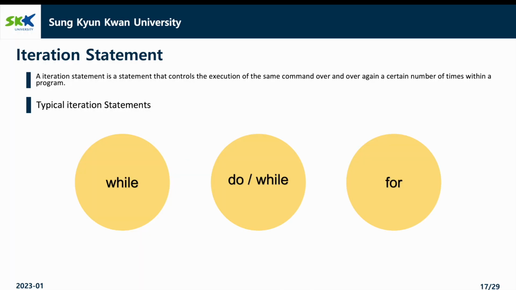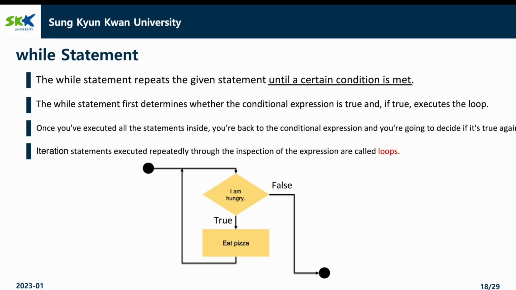Iteration statement is a statement that controls the execution of the same command over and over again a certain number of times within a program. While, do while, and for are typical iteration statements. First, the while statement repeats the given statement until a certain condition is met.